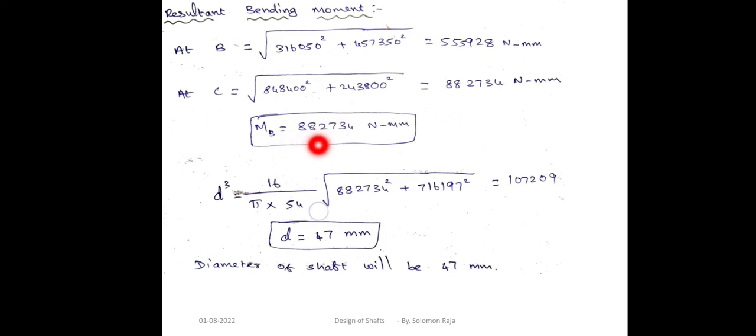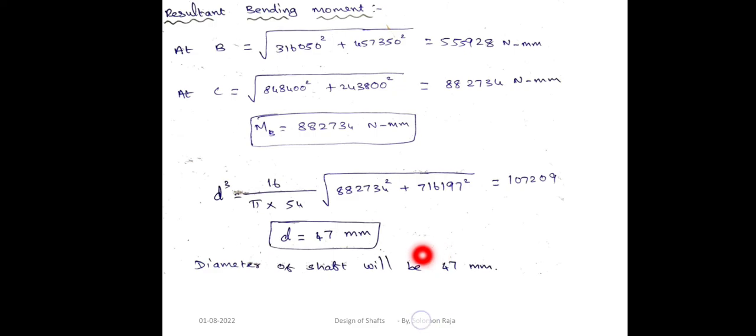Okay, 882734. We know that tau max equals 16 divided by pi d cube into root of MB square plus MT square. That is the formula. So d cube came to this side and tau max went here. 16 divided by pi into tau max 54 equals root of MB square 882734 square plus MT square 716197 square. Substitute everything. D cube will be equal to 107209. So the D value is equal to 47 mm.